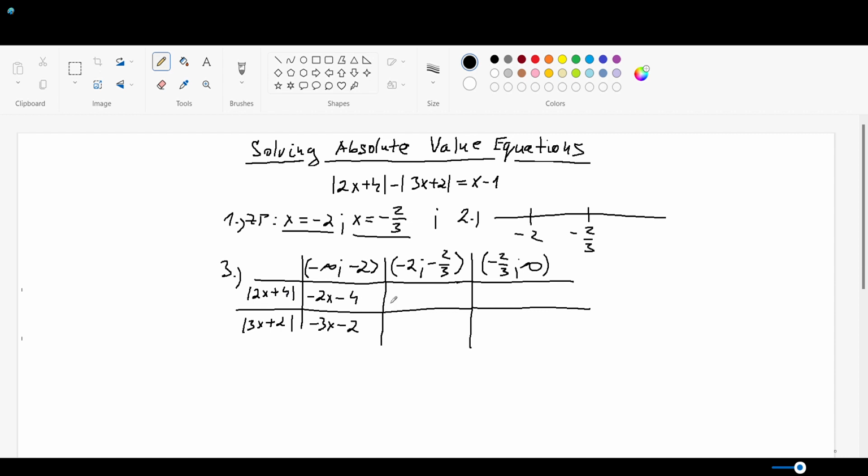So negative 2 plus 4 is definitely a positive number, so it is going to be 2x plus 4. Negative 3 plus 2 is negative 1, which is definitely a negative number, so negative 3x minus 2. And the last is 2x plus 4, and here the reasonable number is 0. So 0 plus 2 is definitely positive, so it's 3x plus 2.